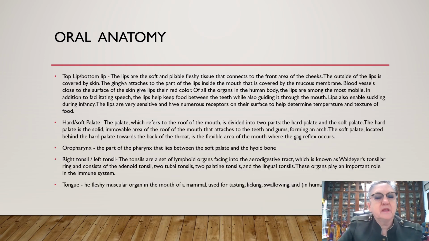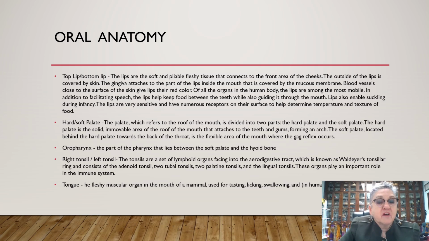Okay, let's talk a little bit about oral anatomy. We have the top and bottom lip. They're a fleshy tissue that connects the front of the area of the cheeks. They are used in the human body for facilitating speech. They keep food between the teeth and also guide it through the mouth. The lips are used for suckling in infancy, and they're very sensitive and have numerous receptors on their surfaces to help determine temperature, especially, and texture of food.